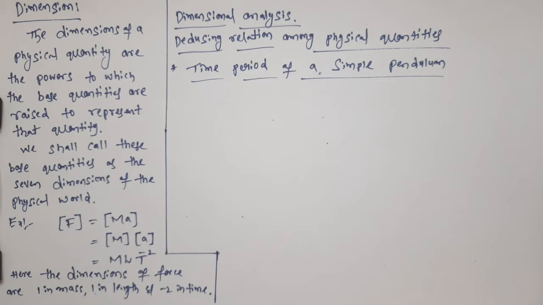Now let us see the applications of dimensions, dimensional analysis. Using dimensions, we can deduce relations among physical quantities. We have different derived physical quantities, right? Of course, we have fundamental physical quantities and derived physical quantities also. Using dimensions, we can get relations among physical quantities. The first example we are taking is the time period of a simple pendulum. Now let us derive the equation for the time period of a simple pendulum using dimensions.